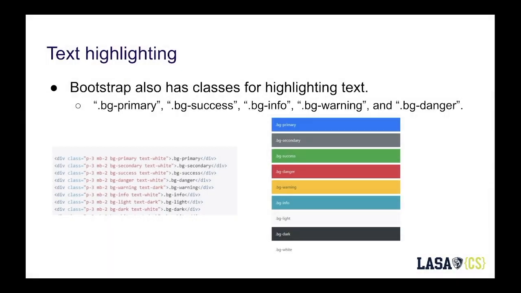Okay. Likewise, there's also classes for providing background colors for text. Here are some examples. BG primary is blue, BG danger is red, BG info is some sort of blue.